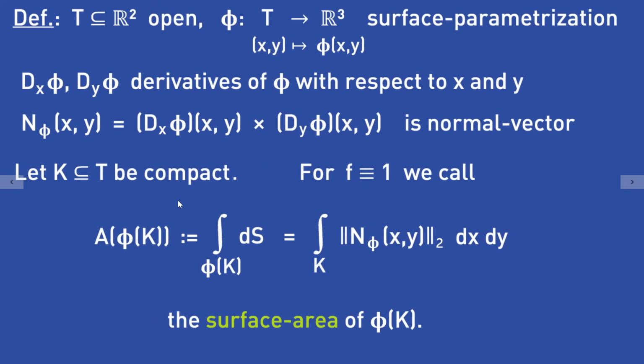If f is the function that is equal to 1 everywhere, then A of phi of K, which is equal to the integral over K of the Euclidean norm of n phi of x, y, which is this normal vector here, dx dy, is called the surface area of phi of K. The second part of the definition is more important for us, because it tells us how to calculate the surface area of parametrized surfaces phi of K. The surface area is given by that integral here.